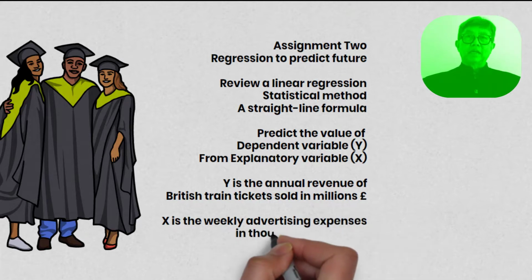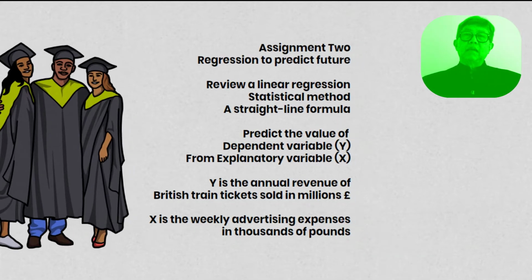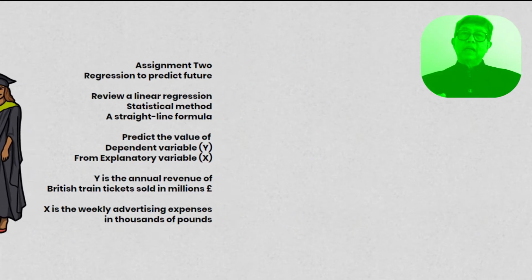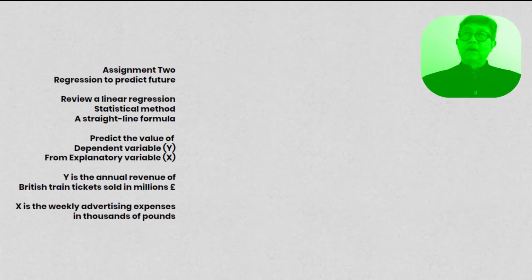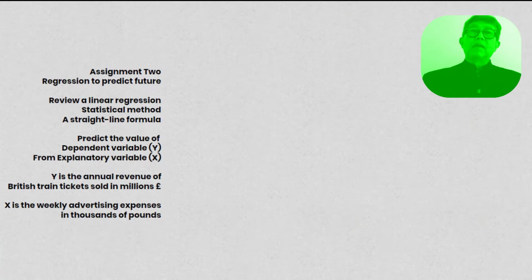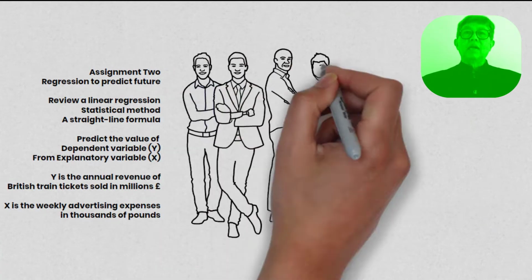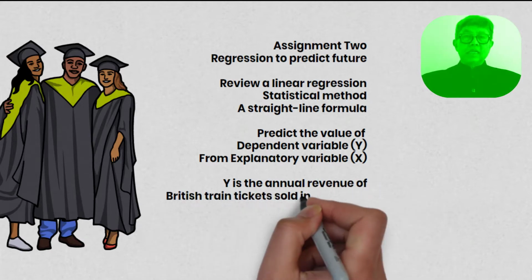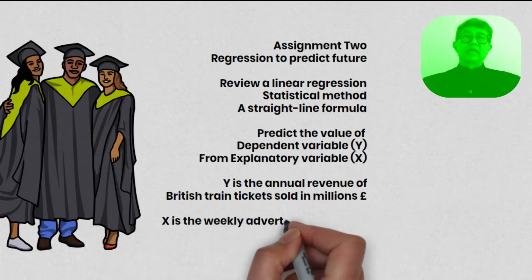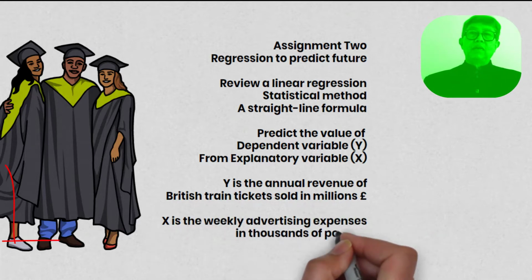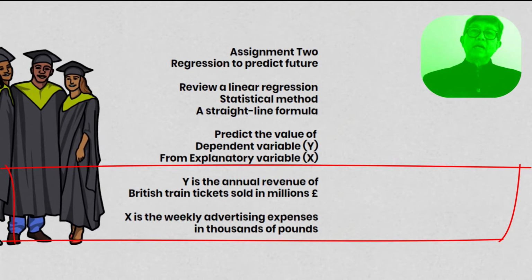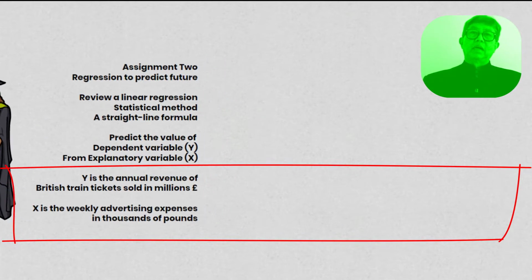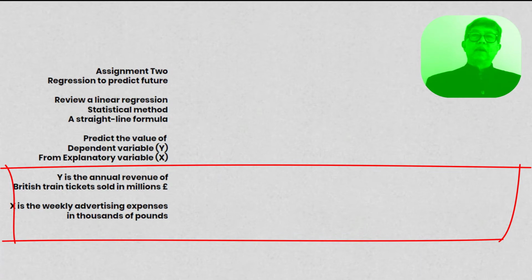What is multiple regressions? It is a statistical method for obtaining a straight line formula to predict the value of a dependent variable y, for example, from an explanatory variable or independent variable x. So y is on the vertical axis, x on the horizontal axis. The dependent variable y in this case is the annual revenues of, for example, British train tickets sold, in the form of millions in pounds.